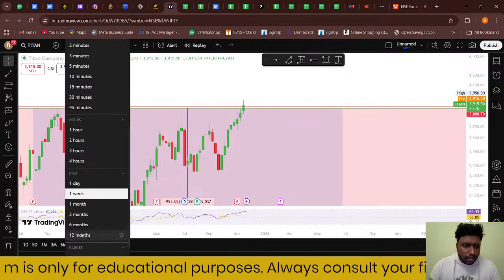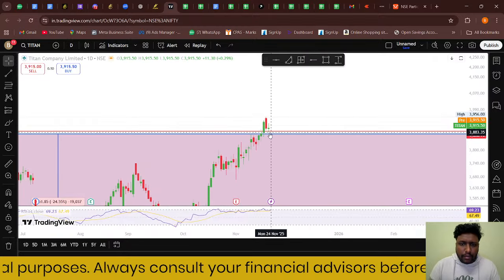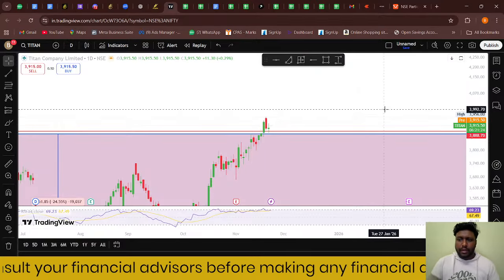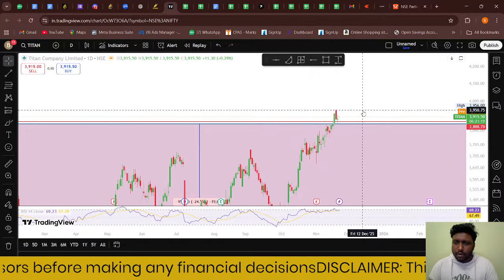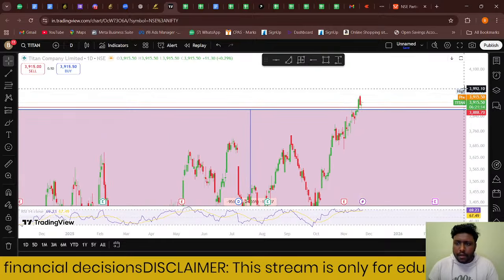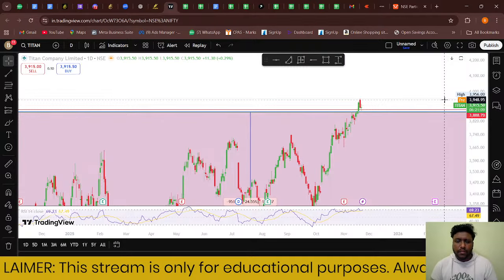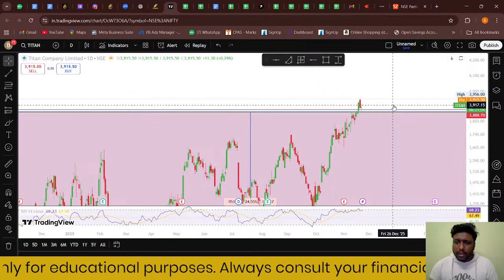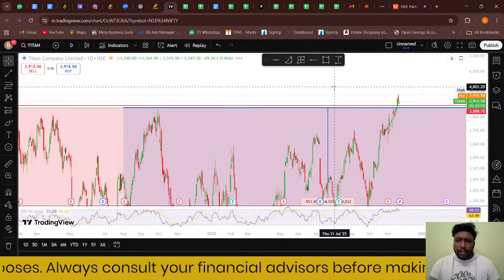So let's change it to 1 day. You can see that it came back to that breakout level, and I expect a positive movement, at least a 5% movement on this. Whether you want to do an intraday trade or a weekly or monthly swing, you can go for this with minimum risk. If you are aiming for a 5% or 6% move, then your risk should be like 2 to 3% maximum, not more than that. I find this a good level, a multi-month breakout we have in Titan.